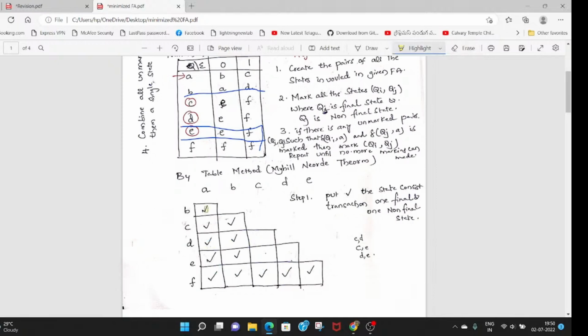Remember, this is also unmarked, because you can see for A and B, you're getting here BA, so there is no final state.